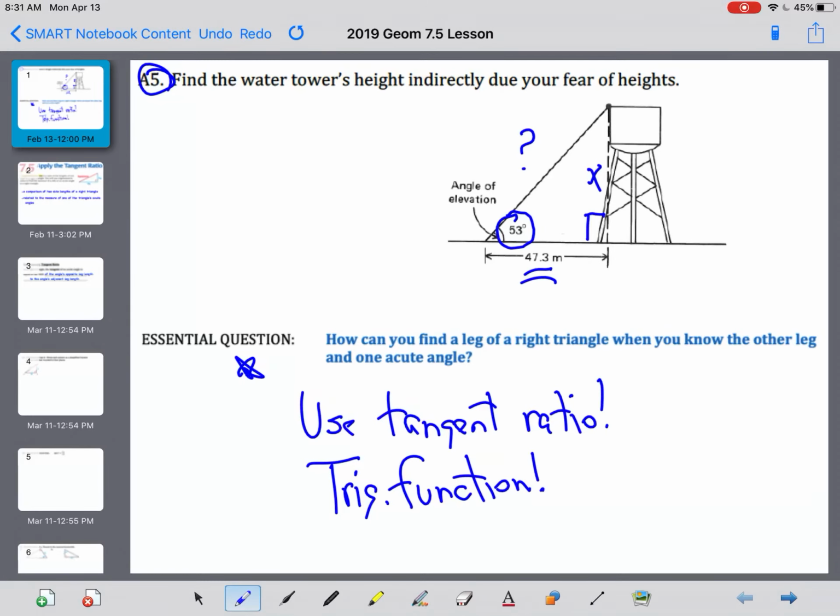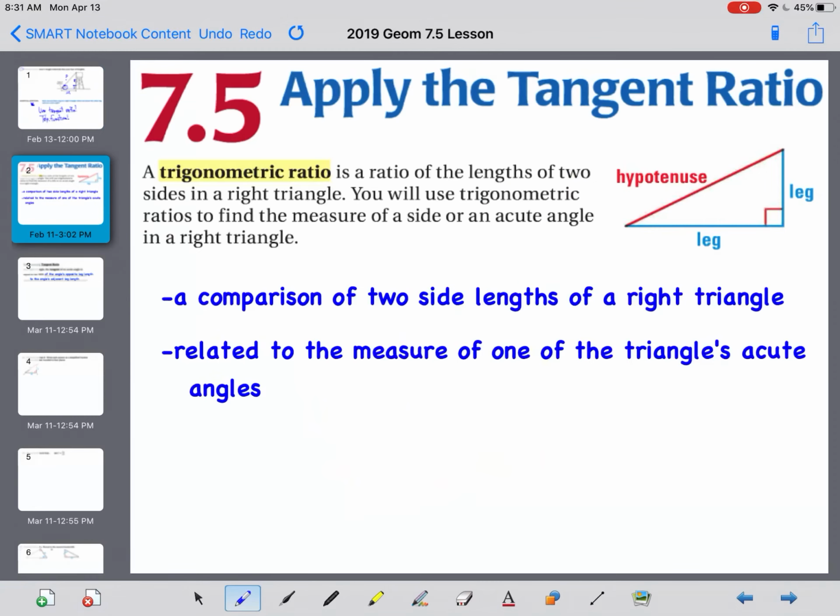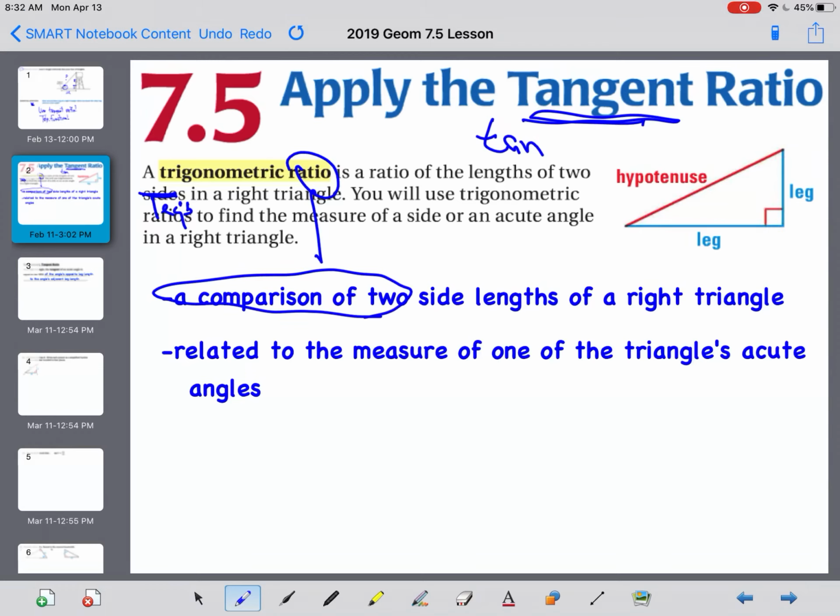Okay, so let's continue. First of all, the tangent ratio, and again we write tan instead of tangent as often as possible, to save ourselves some writing. It's a ratio of the two lengths of the sides of a right triangle, specifically the legs. And remember, a ratio is a comparison of two numbers or two items. In this case, it's going to be related to the measure of the triangle's acute angle.